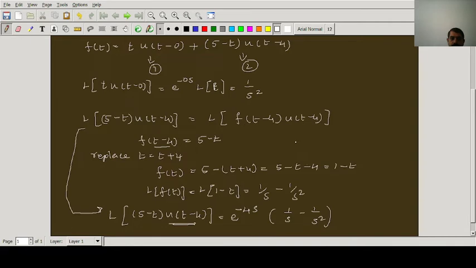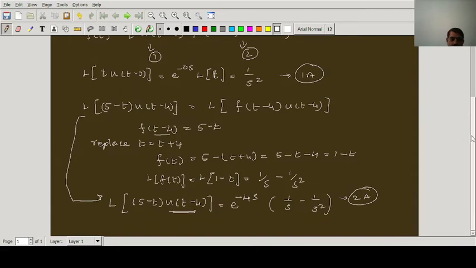Now we write the answer: this is the answer of the first one and this is the answer of the second one. If we write the answer together, Laplace of f of t is nothing but 1 by s square plus e power minus 4s into 1 by s minus 1 by s square. So we discuss the next problem.